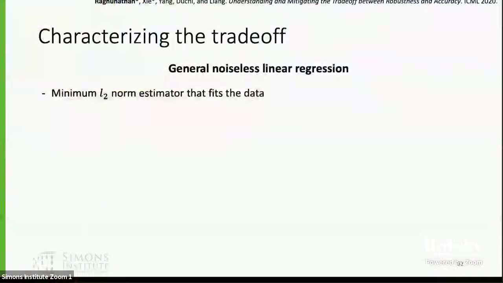And we can generalize this for noiseless linear regression, where the most standard inductive bias is to minimize the L2 norm. So you fit the data while minimizing the norm of the estimator. And it turns out that a quantity that is key in determining whether there is a trade-off or not is the population covariance.